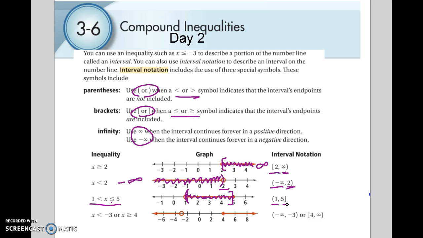The last example is an or. And ors are going to go in opposite directions. So you have 2 inequalities. One of them is x is less than negative 3. So it's a parentheses on the negative 3 going towards the negative infinity. So there's one of my intervals, negative infinity comma negative 3. And the second one is x is greater than or equal to 4, so it's a bracket. It's going towards the positive infinity. So my other interval is 4 with a bracket, comma, infinity, because it's going towards the infinity.